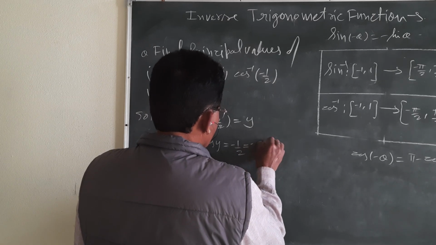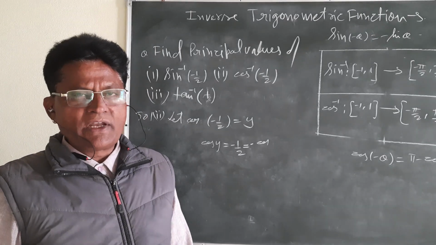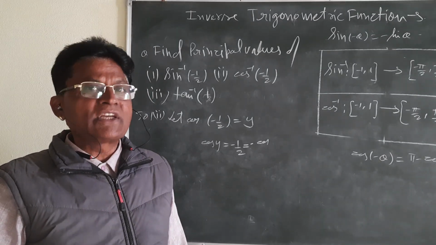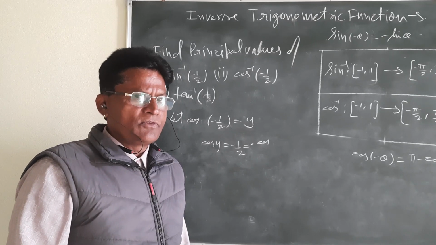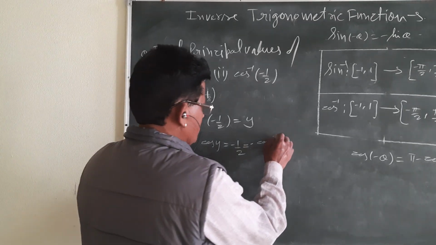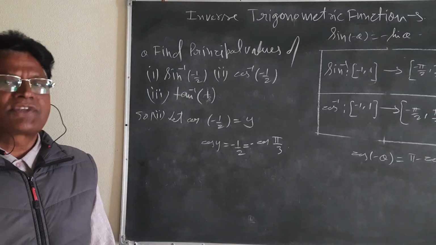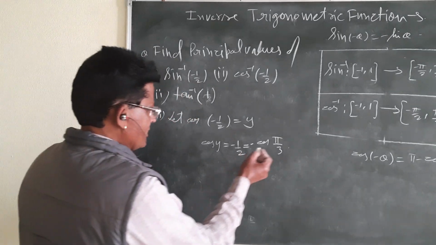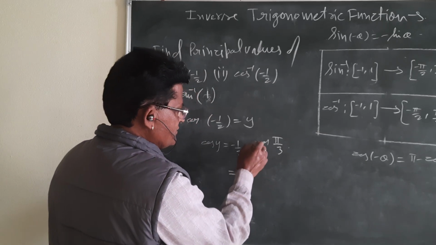Okay, minus cos, because it is 1 by 2. In case of cos, 1 by 2 is the value of 60 degree. 60 degree means, change it into radian form, pi upon 3. Pi by 3 is 60 degree. And as I told you, you must do this because it is a negative sign.